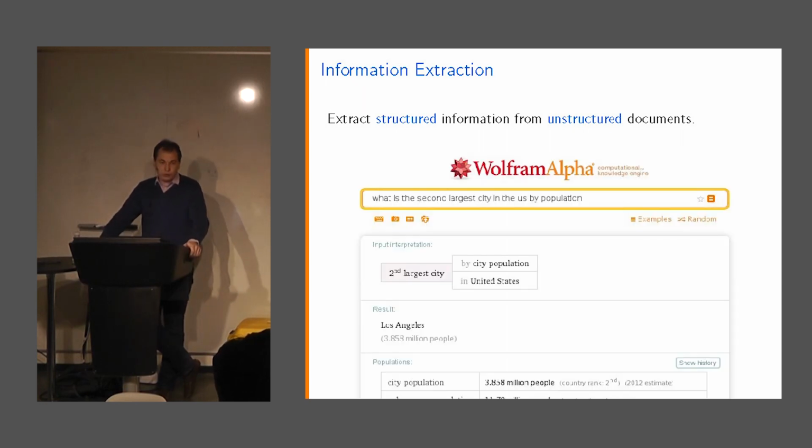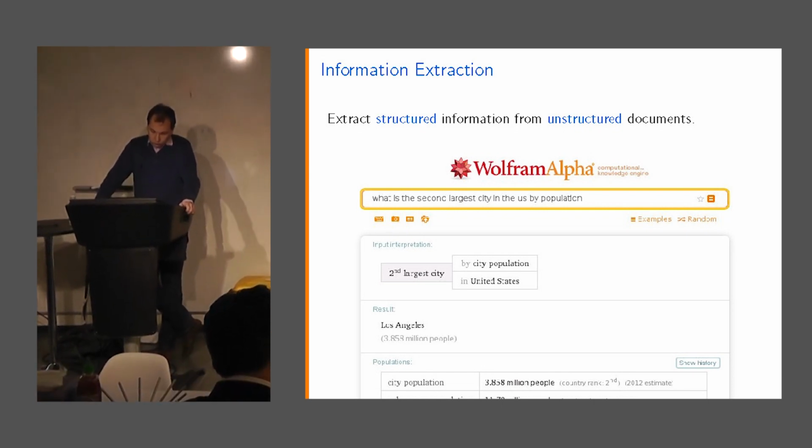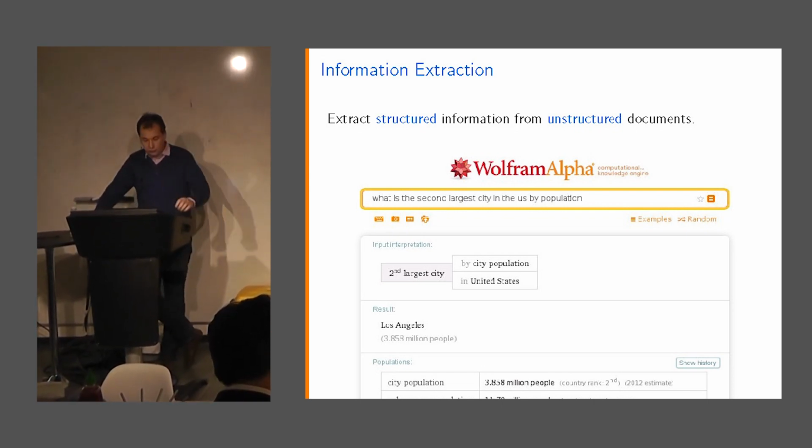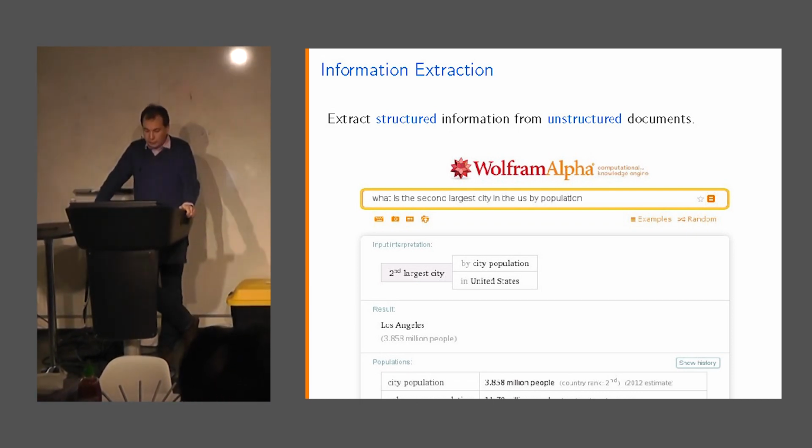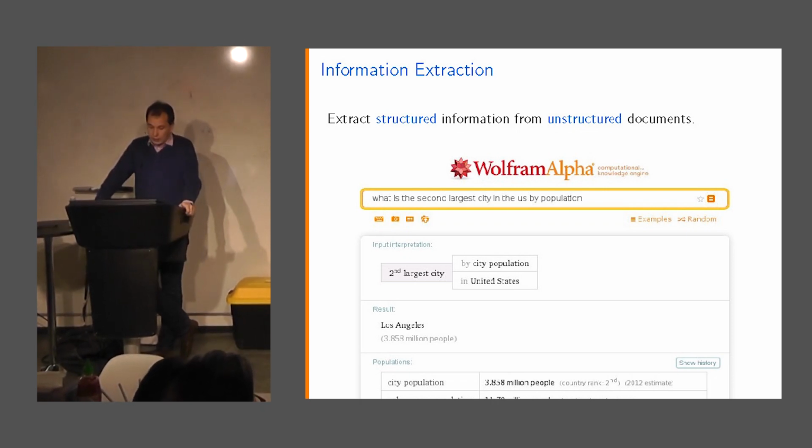One of the obvious motivations for this kind of information extraction is to be able to answer that kind of query. And so to be able to know that the population of Los Angeles, for example, is a bit less than 4 million people, and it's in the US, and all that stuff.